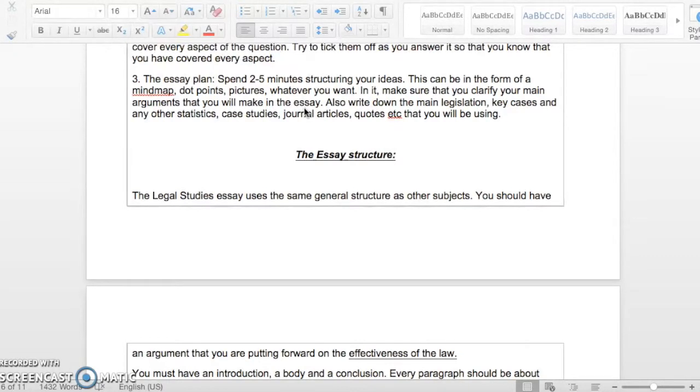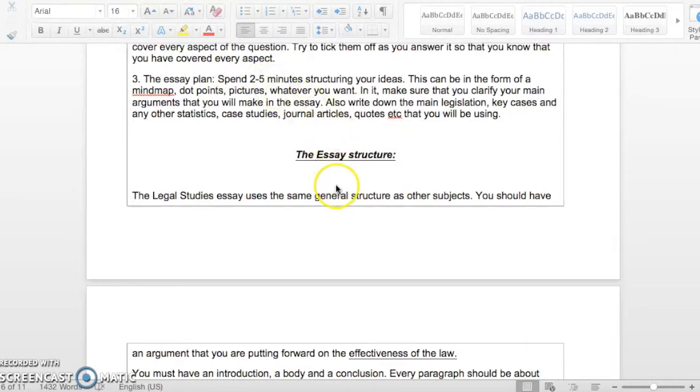A band 5 or a band 6 answer has an argument, a clear, strong, coherent, consistent argument, and anything else is not going to get you a band 5 or 6, so it's not worth doing. I'm going to tell you a story time later about my own adventures when I didn't spend 2 to 5 minutes in an exam because I didn't want to waste, so-called waste that time, and it was really traumatic, and I still remember it 20 years later, so don't do that.